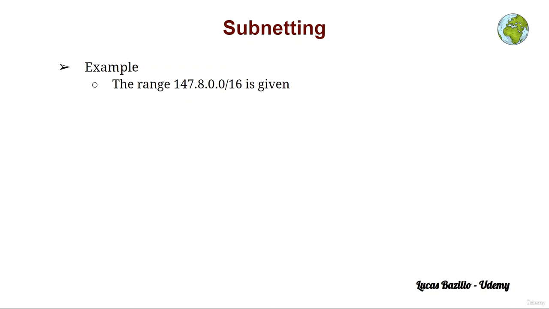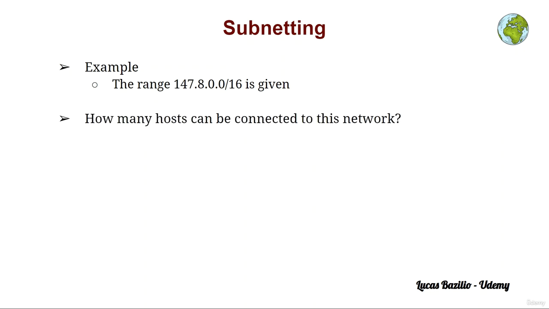So some important notions. First of all, given this range, how many hosts can be connected to this network? This is a question that commonly arises, and the key to answering it is to look at the mask of this IP address. So the mask is 16. If we have 16 on the mask, this means that we have the same amount of bits for the net ID and the host ID, right? Because this mask represents the number of bits of the net ID.